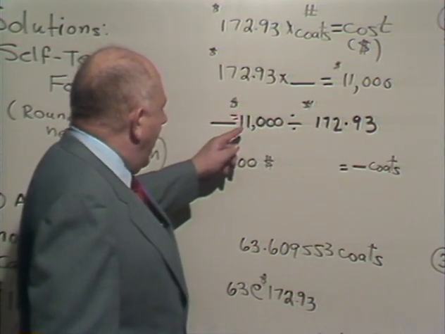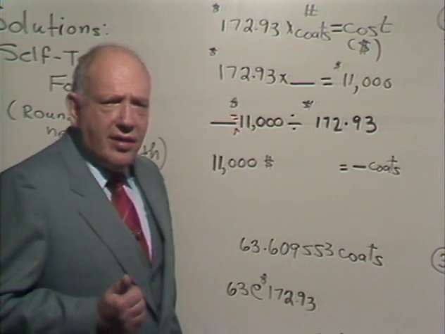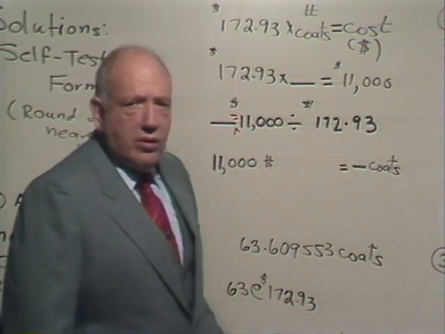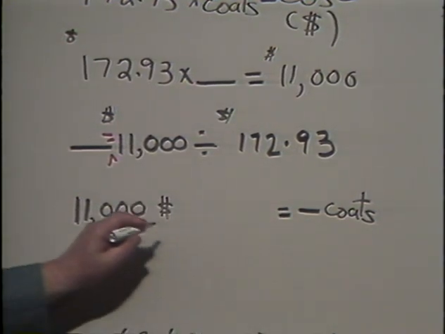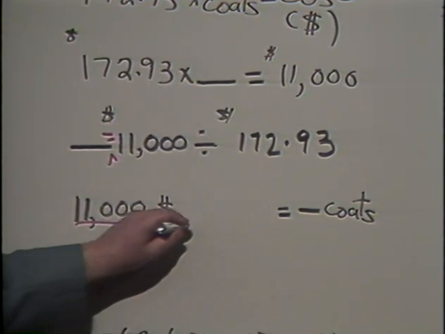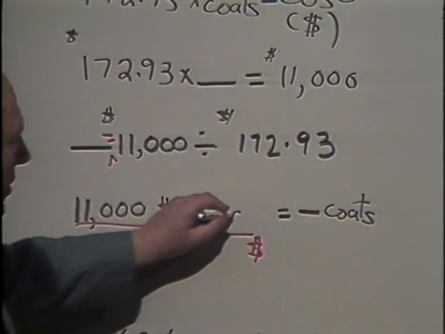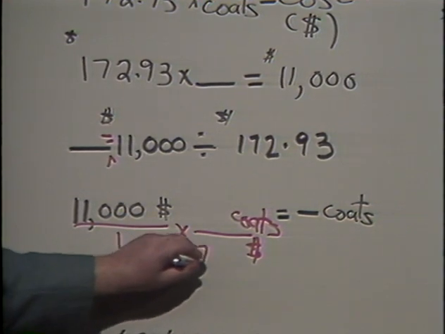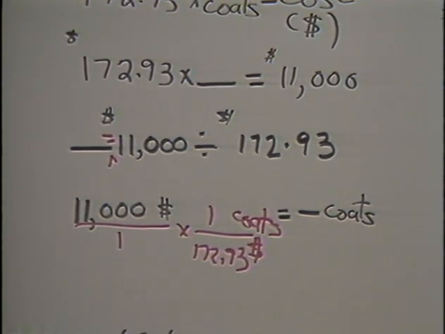All right? And again, if you didn't want to do the problem that way, how would we use our dimensional analysis that we talked about in this unit? You say $11,000 equals blank coats. And you say, okay, I want to get rid of the dollars and bring in the coats. So since dollars occur in the numerator, I'll put them into the denominator. Then I'll put coats in the numerator. And what's the relationship? $172.93 equals 1 coat.